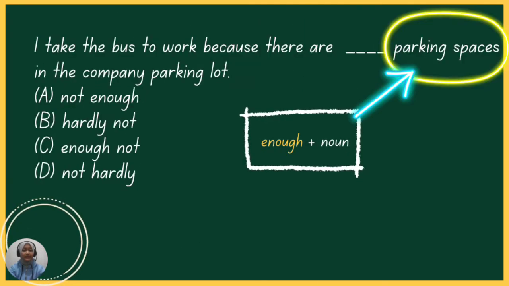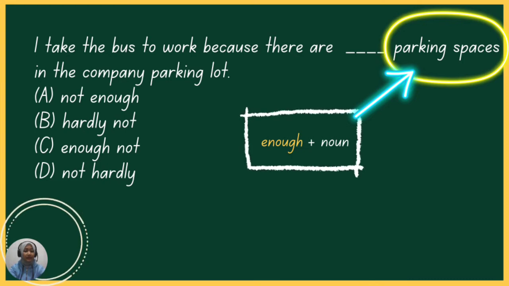Okay, this is the example we have. I take the bus to work because there are blank parking spaces in the company parking lot. Ya, coba kita lihat, there are blank parking spaces. Parking spaces ini adalah bentuk noun, sehingga yang kita butuhkan adalah enough ya, yang muncul sebelumnya. Nah, pas di depan parking spaces ya, kita pastikan ada kata enough ya.